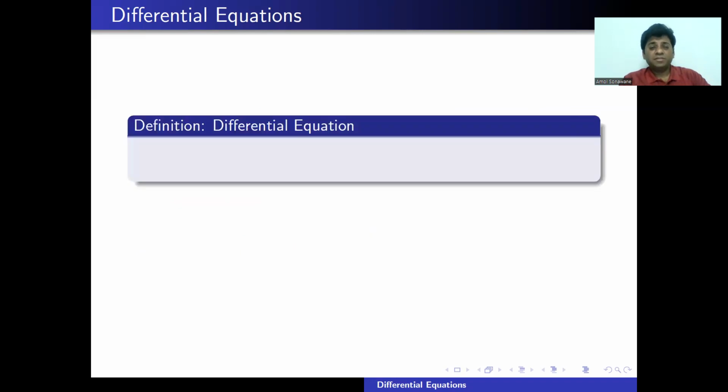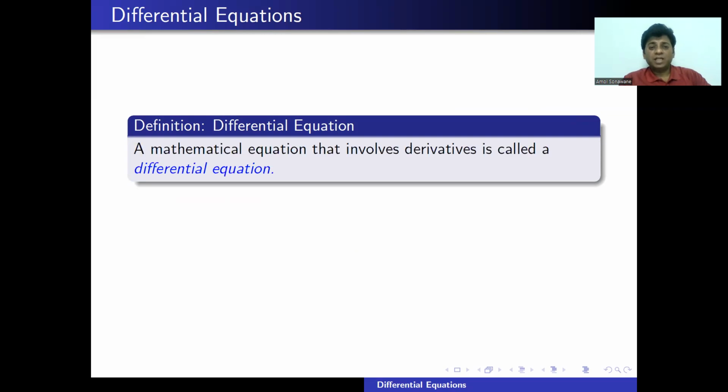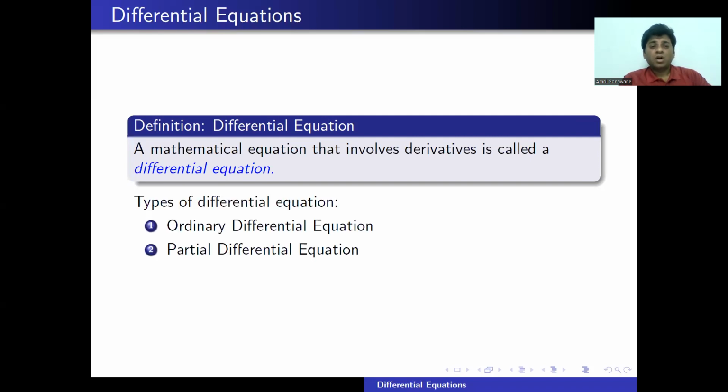Now let's see the definition of differential equation. A mathematical equation that involves derivatives is called a differential equation. And we have seen that to find a derivative, the dependent variable may depend on a single independent variable or more independent variables. Depending upon the number of independent variables involved in a differential equation, we differentiate differential equations into two types: ordinary differential equation and partial differential equation.